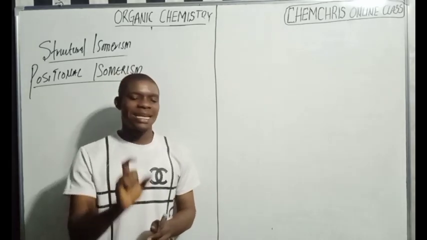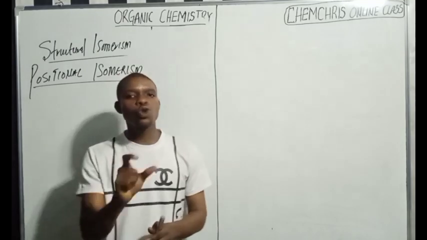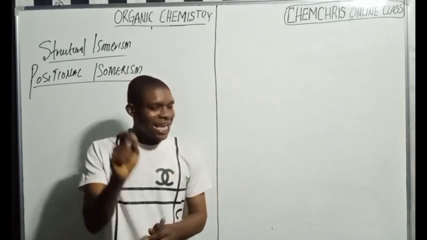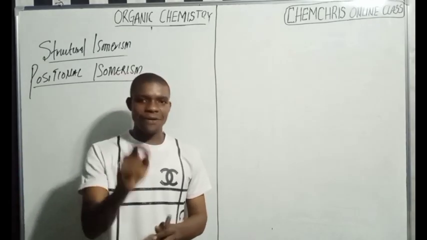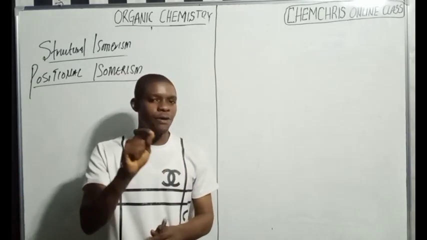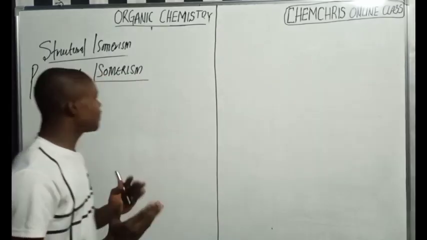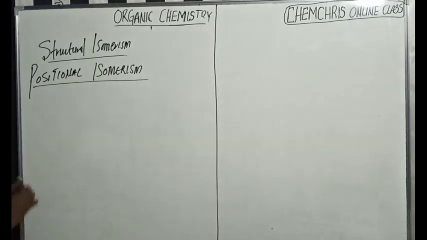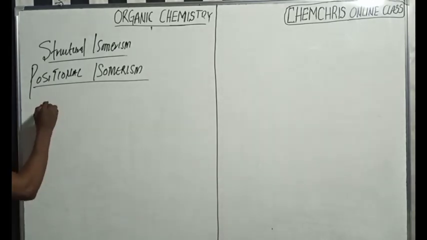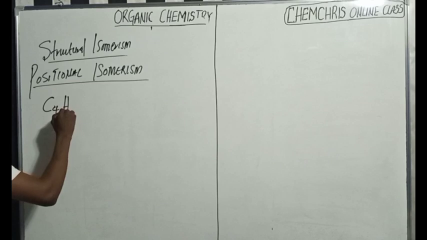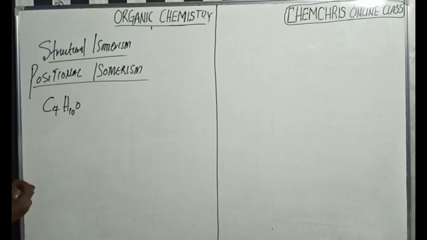Now, let me define it again. This is the type of isomerism in which two or more compounds have the same molecular formula and the same functional group, but differ in the arrangement of the functional group along the carbon atoms. Do you understand? Now, let's pick a good example here. Let's look at this one here, C4H10O.